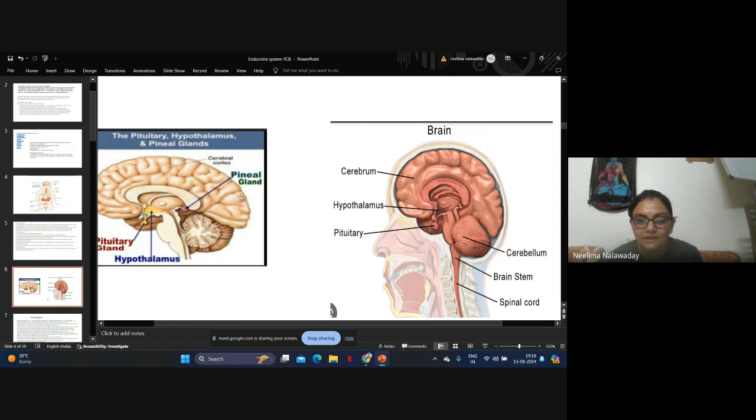Then pineal gland is located posteriorly to the pituitary gland. This is small brain, and above that you can see anteriorly pituitary gland and posteriorly pineal gland is located. So location is clear now. Hypothalamus is inside the brain, just below the thalamus. This is the middle part of the brain.